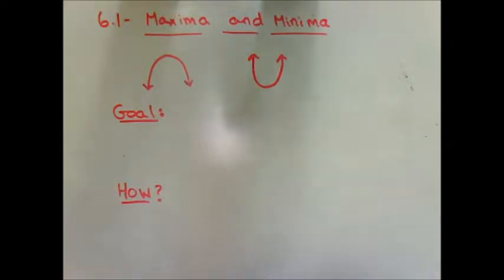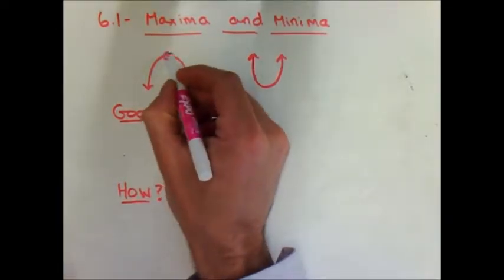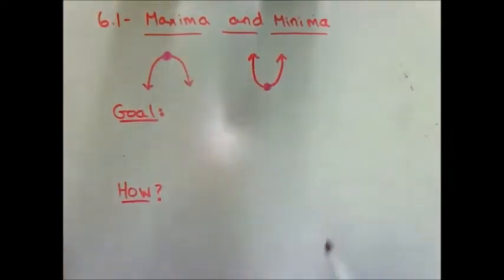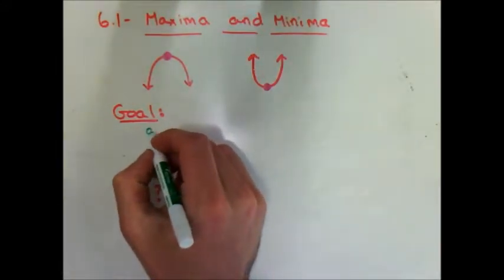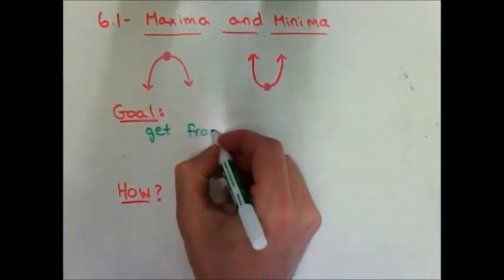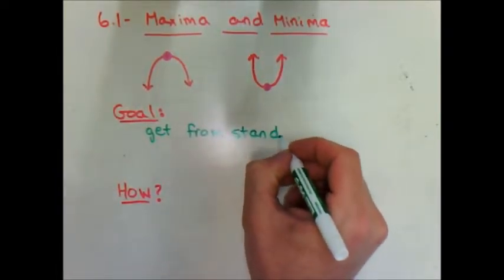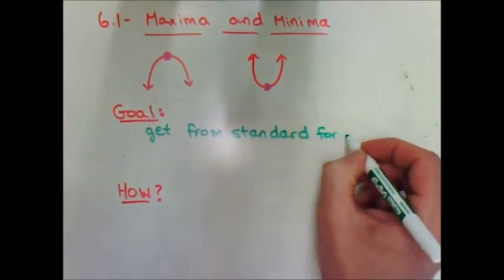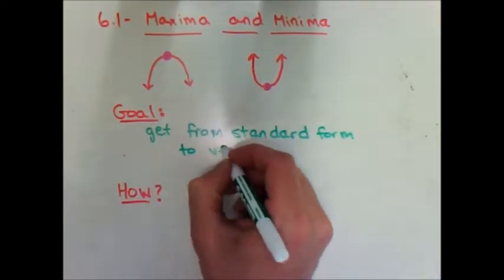So what we're doing here is looking for the maximum point or the minimum point on a parabola, and we do that by finding the vertex of the parabola. But the challenge is we don't always get our quadratic equation in vertex form. So the goal for today is to get from standard form to vertex form.